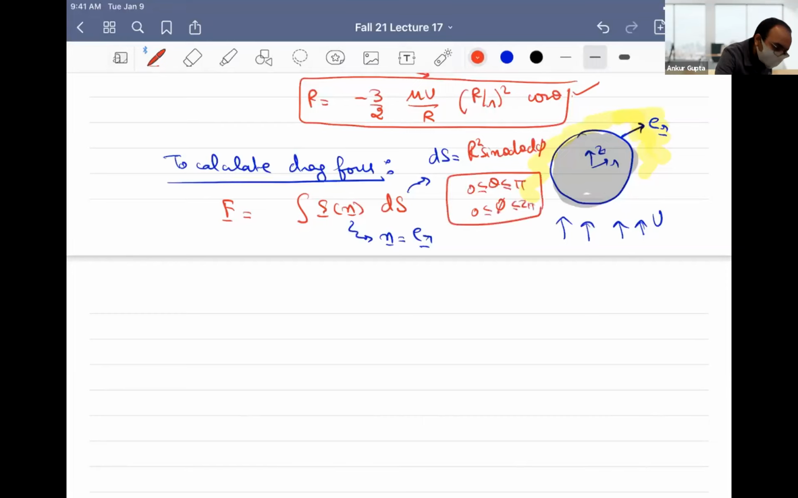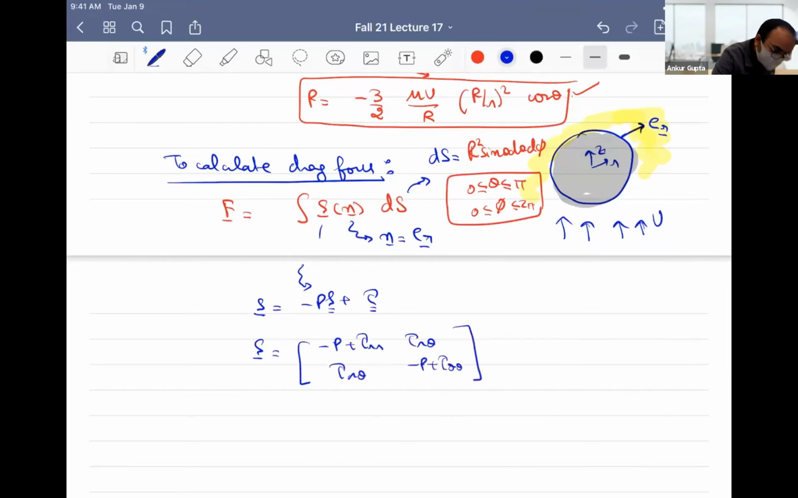Now finally we have the stress vector. The stress vector is minus p delta plus tau, and it's only two-dimensional. So you have tau_rr, tau_r theta, and tau_theta theta. When you substitute that back, you can calculate the drag force. We are not going to do this in class. I have already prepared a supplementary video, which I'm going to upload. Please try this. It is very instructive. This is one of the most important results in fluid mechanics, so it's very instructive when you do it yourself.